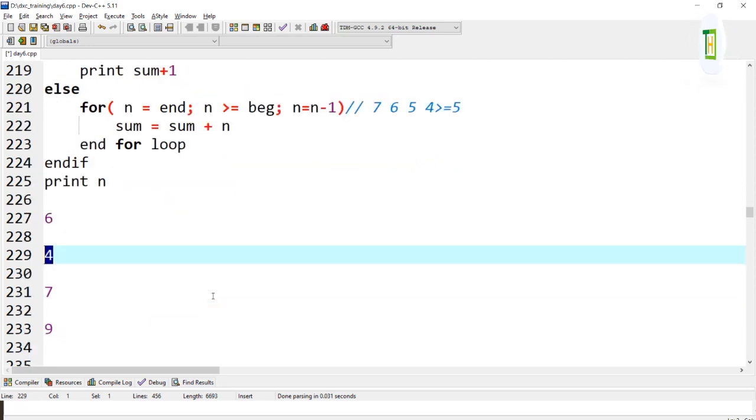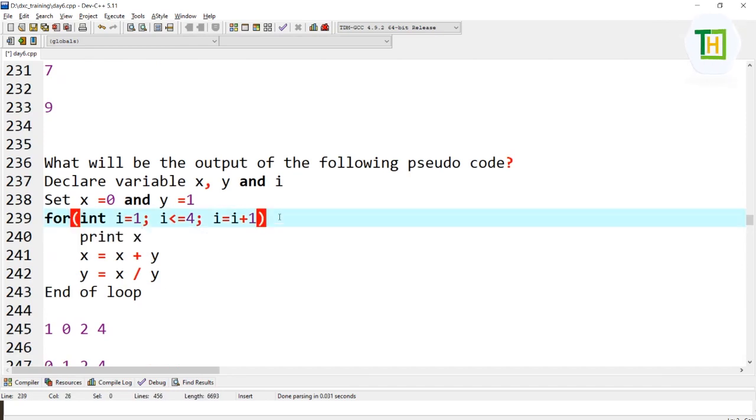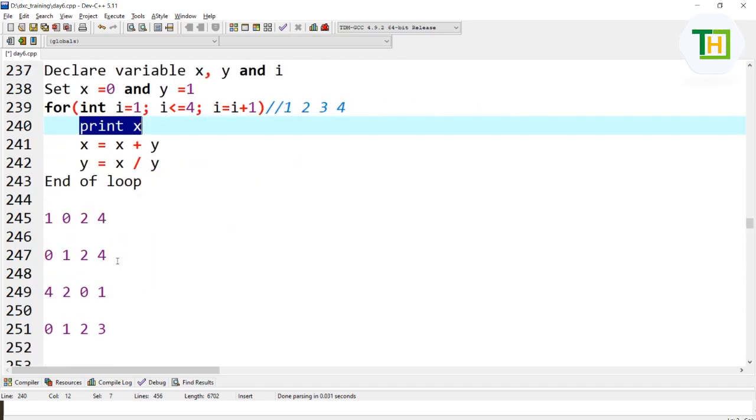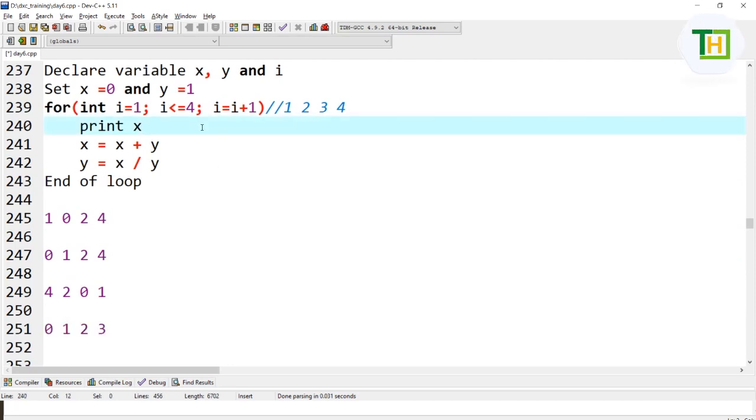N value is 4 here. And coming to this one, the loop is going to be repeated for 1, 2, 3, and 4, and it is going to print the x value always. What is the x value? X value is 0 initially. That means it is going to start with 0, and the answer is going to be this one or maybe this one. It is going to print 0 initially.